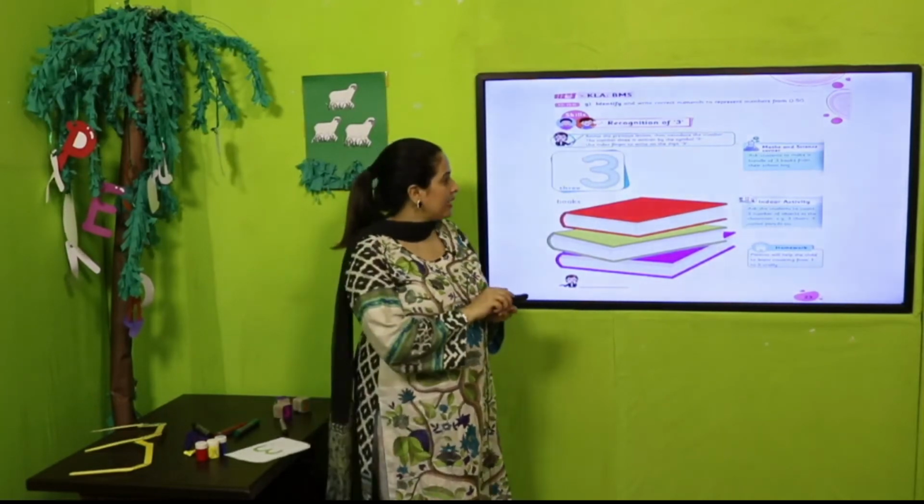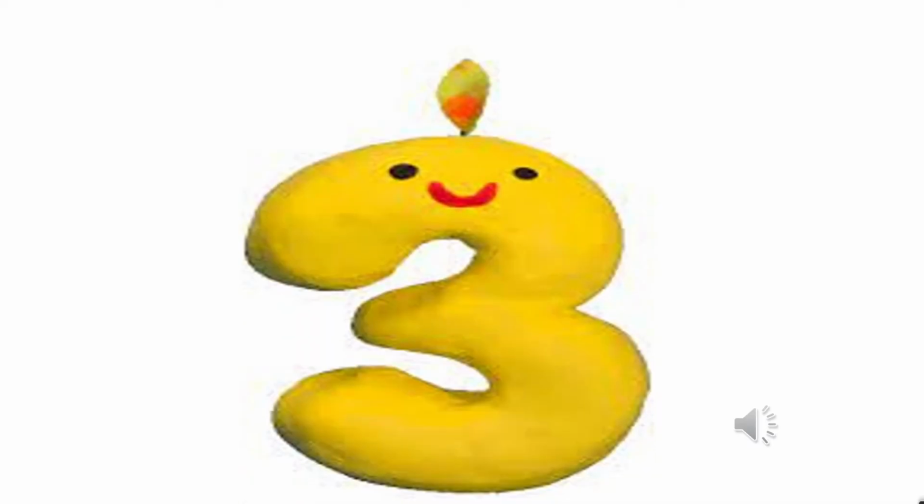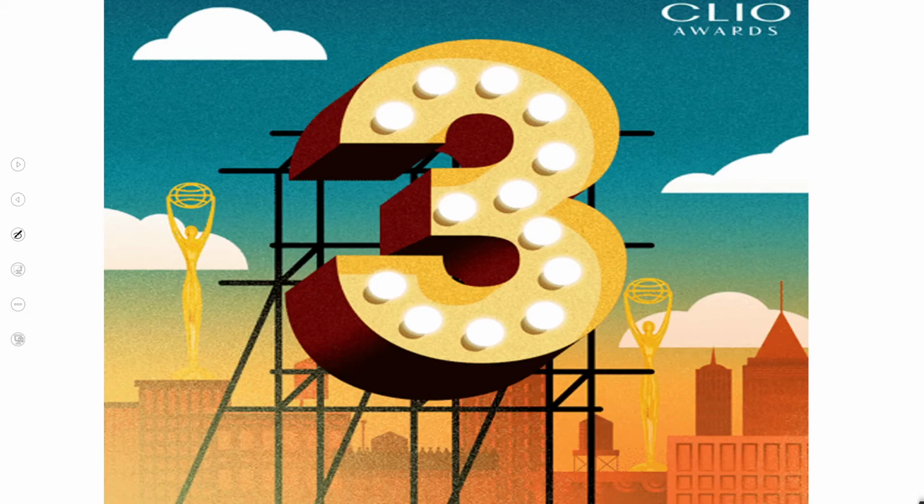Can you see my slide? This is how 3 looks like. This is number 3. What is this? This is 3. Say it loudly. 3. Okay, let's see some more 3s. Repeat after me. 3. Can you see some more 3s? Very good. This is number 3.